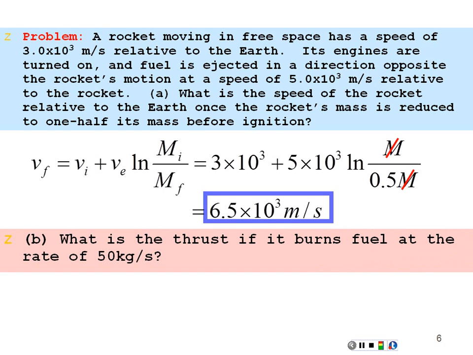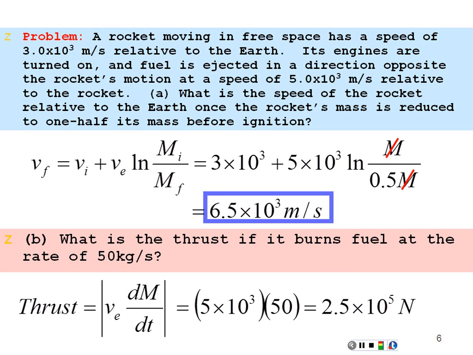What is the thrust if it burns fuel at the rate of 50 kilograms per second? We know thrust is equal to the velocity of the exhaust times the change in mass per time. So that's going to be 5,000 times 50 kilograms per second, which is a thrust of 2.5 times 10 to the 5 newtons.